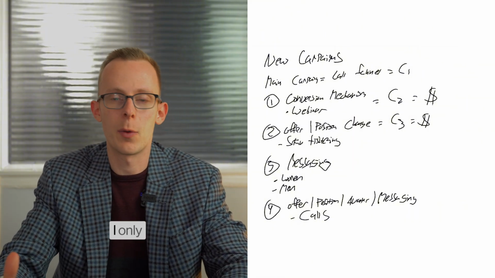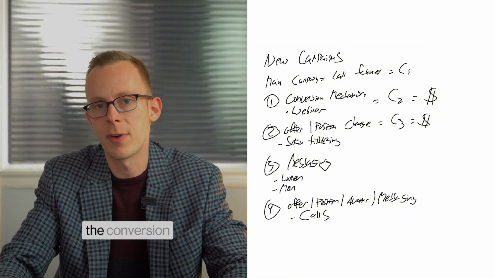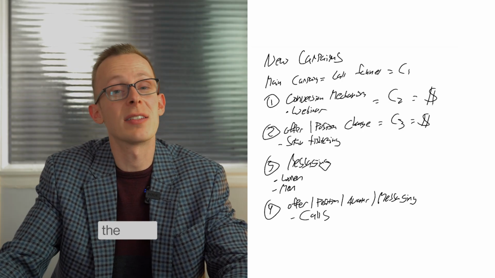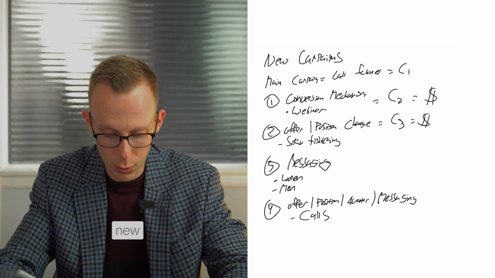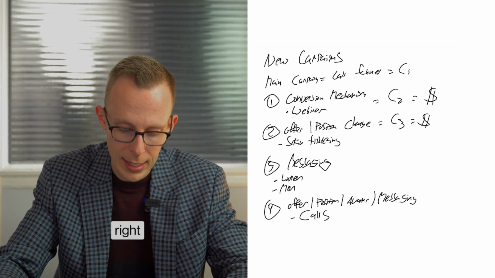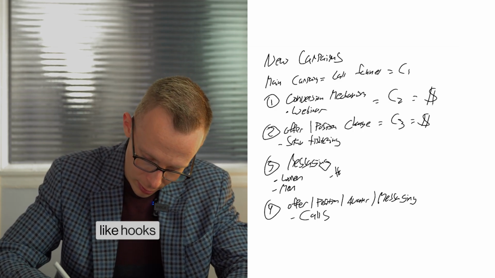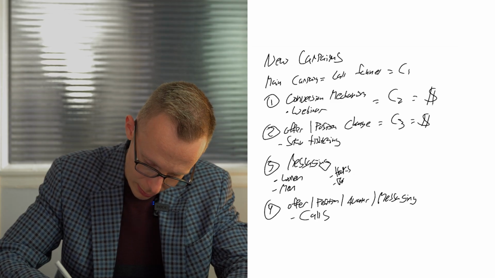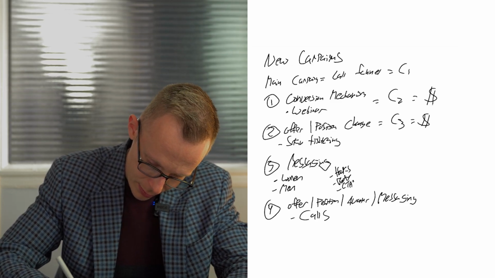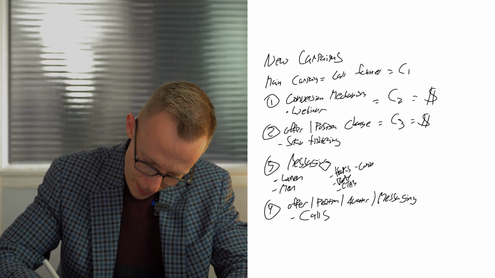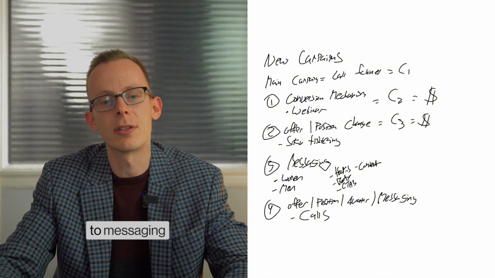Sometimes you're like, hey, I only want to stick with my main avatar. Try changing the conversion mechanism. Oh, I want to stick with the same avatar, but I want to give them something new. Try changing the offer, right? And then from there, test different angles. So the messaging is like hooks, body, CTAs, content, okay? All those relate to messaging, all right?